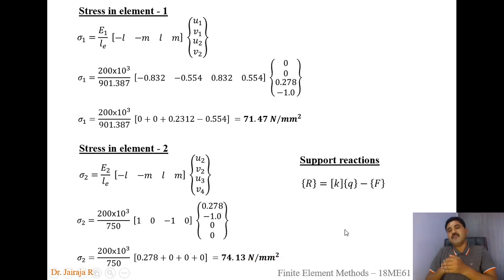Next we can find the support reactions also. Support reactions can be obtained using this equation: R is equal to the entire global stiffness matrix times the displacement vector u1, v1, u2, v2, u3, v3, minus the global force vector f1, f2, f3, f4, f5, f6. Then the corresponding reactions r1, r2 can be obtained. Similarly, r5, r6 can be obtained from this equation.